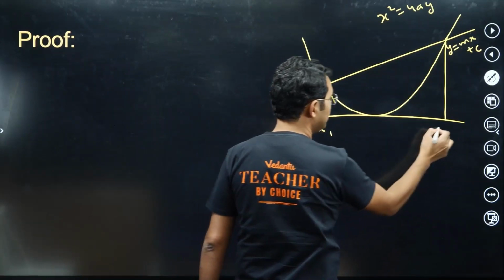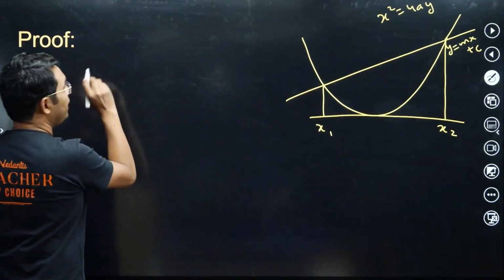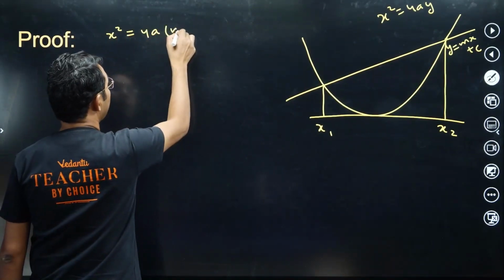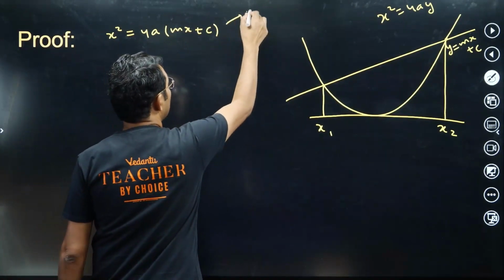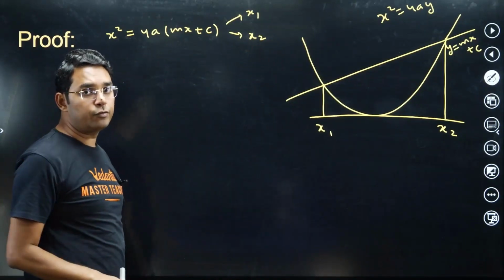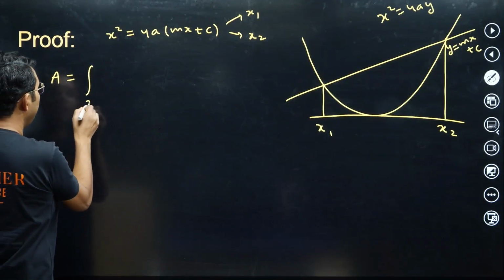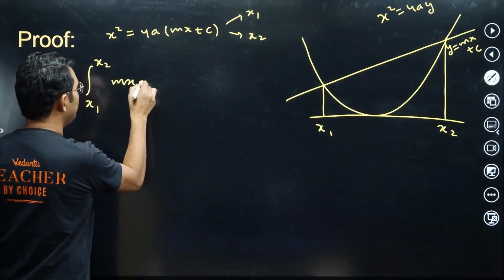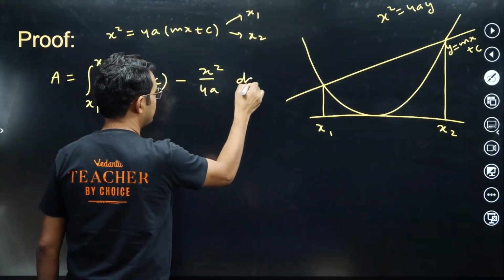This is x1 here, this is x2 here, let's say, the points of intersection of the line with the parabola. So this x1 and x2 can be found by solving y is equal to mx plus c. If I put it here, it is a quadratic whose roots should be x1, x2. So you can find x1, x2, or rather you can use sum of roots, product of roots, difference of roots whenever it is needed. Now this required area here would be the integration from x1 to x2. The upper function is mx plus c and the lower function is x square upon 4a, dx.